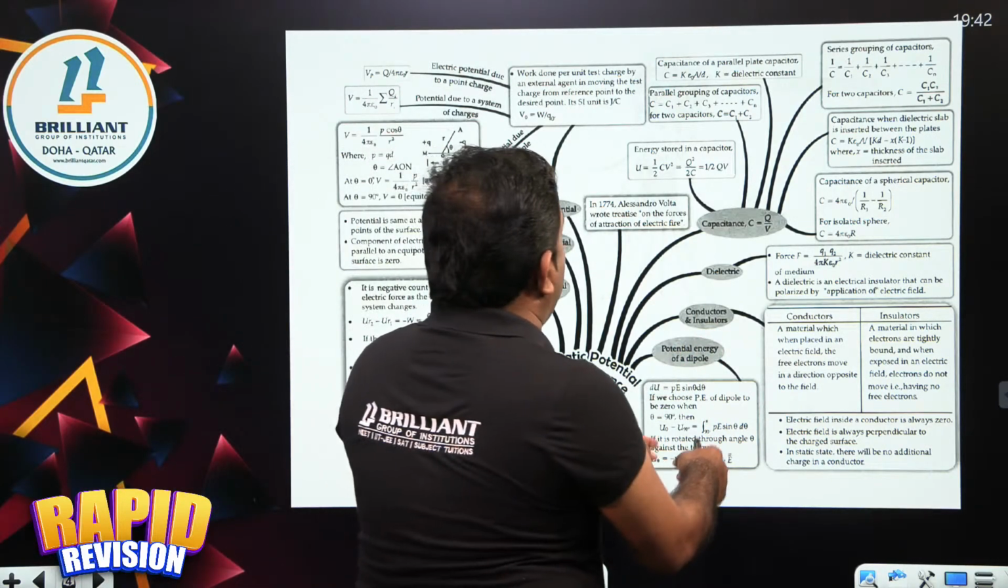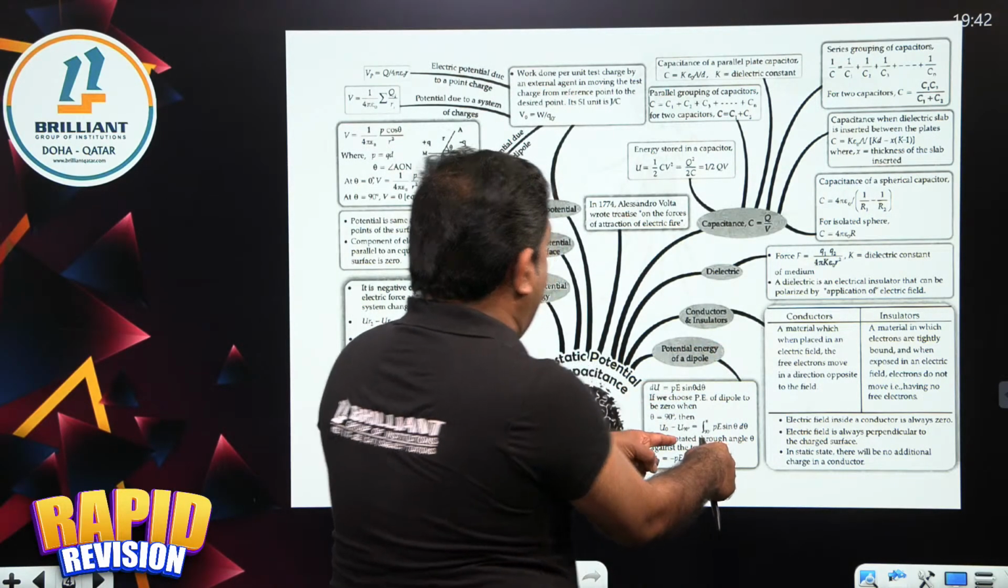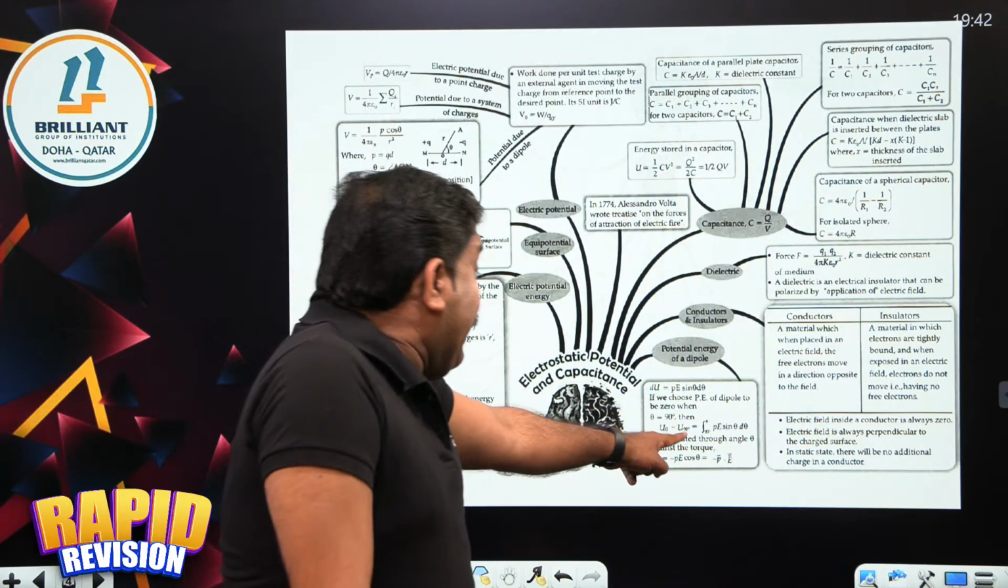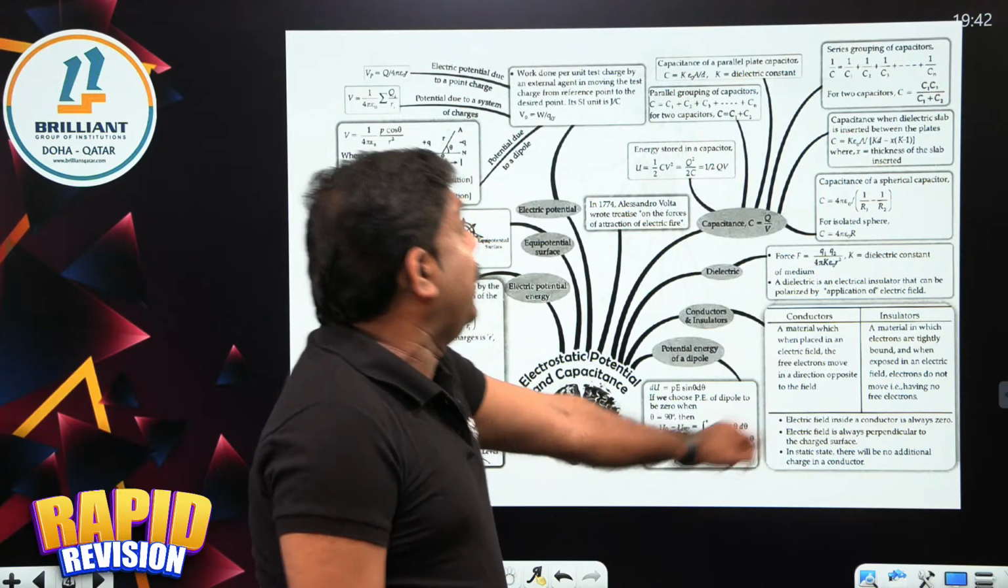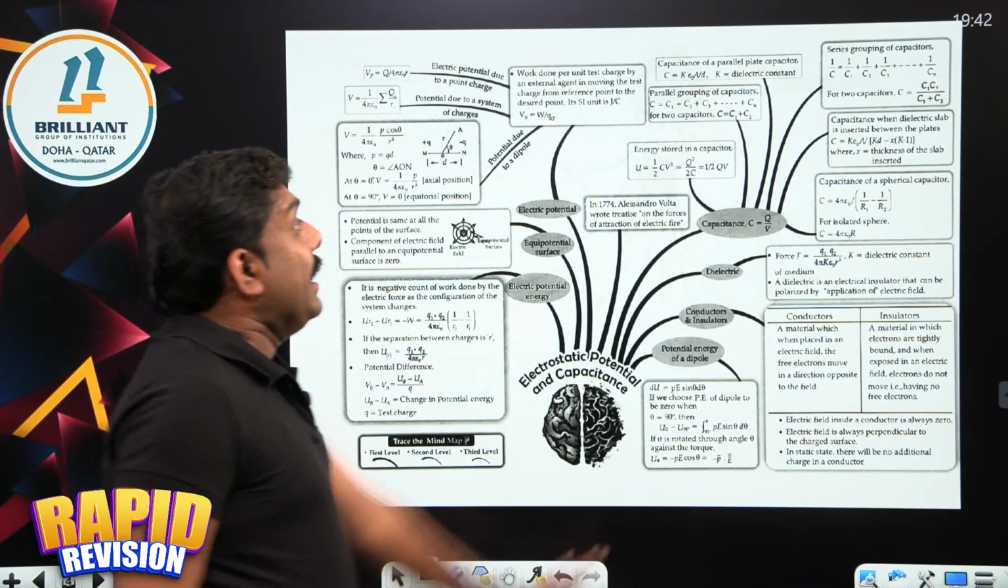Now we are talking about the potential energy of a dipole. We have theta 90, so the potential energy formula is minus P dot E, the potential energy.